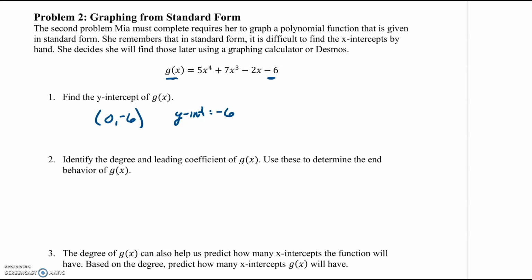Identify the degree and leading coefficient. Well, for the degree, we look at the power. So here I have a degree of 4. And my leading coefficient is the coefficient of the first term, and it is 5. So my leading coefficient is 5. For my end behavior, since it's an even degree with a positive leading coefficient, I know that the tails are both going to go up.